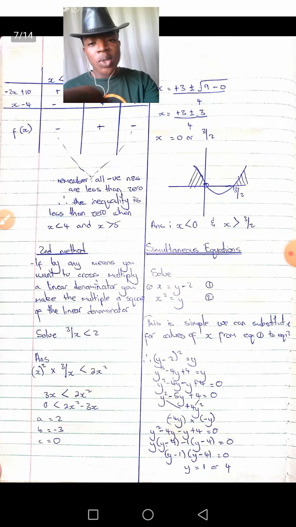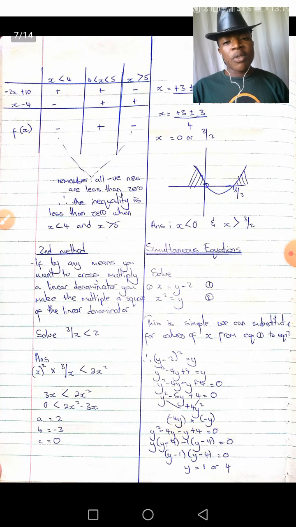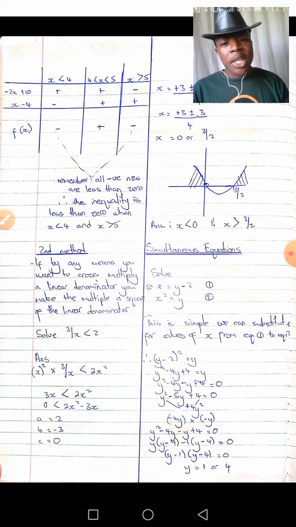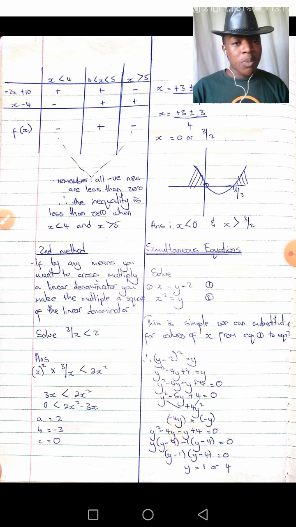Using our critical values on the table there, you can say for the values of x that are less than 4, what are you getting for negative 2x plus 10? You get, for example, 1. Negative 2 plus 10, that's positive 8, so we put a plus. What about if you say 1 minus 4, you get a negative 3, so you put a minus there. You say plus divided by minus. Remember, if different signs are divided into each other, you get a negative sign.